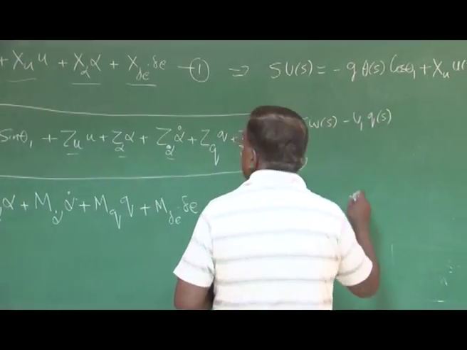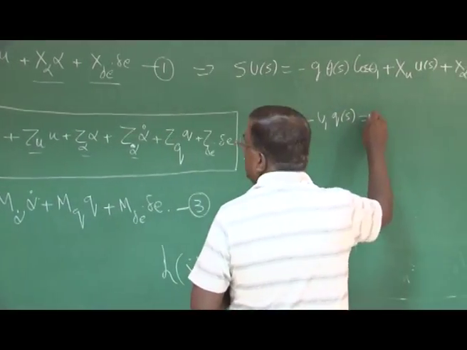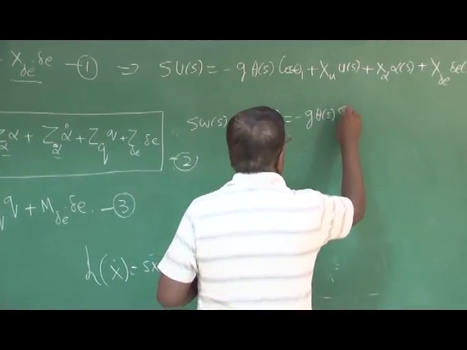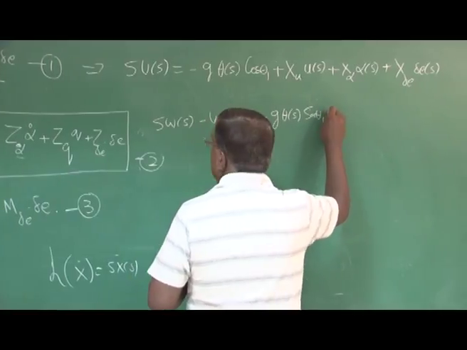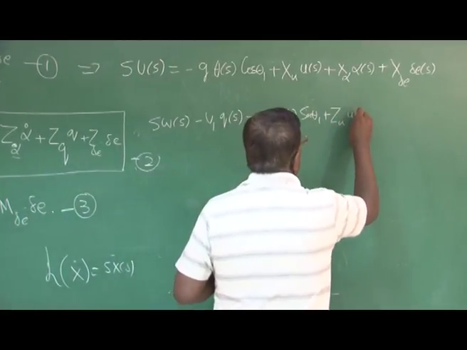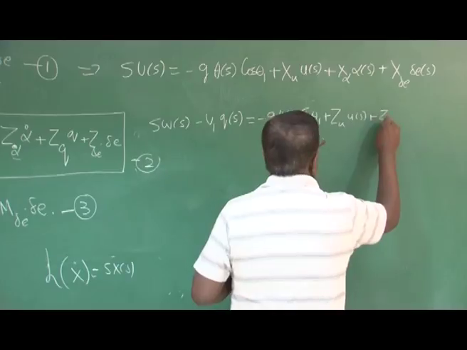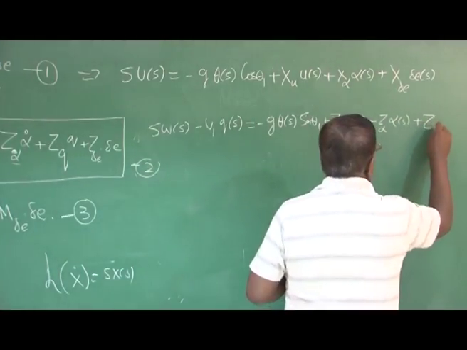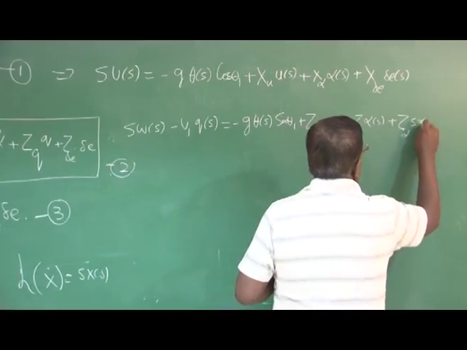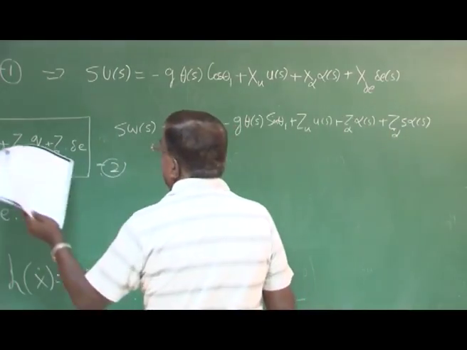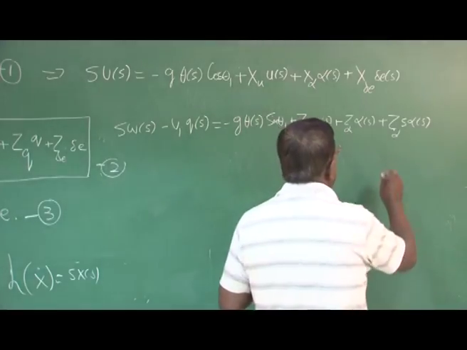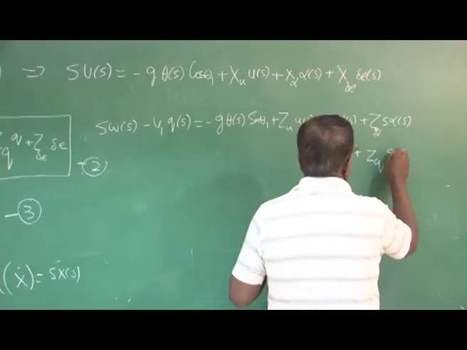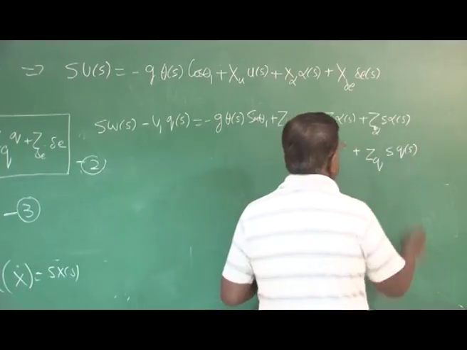Similarly, if I see the second equation, I will get s w of s minus u1 q of s is equal to minus g theta of s sin theta 1 plus z u into u of s plus z alpha into alpha of s plus z alpha dot into s alpha of s. Please understand, alpha dot is here, so s alpha of s will come. Similarly, for z q into s q of s.